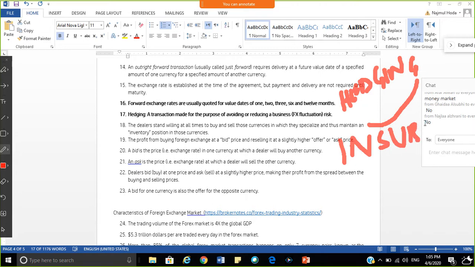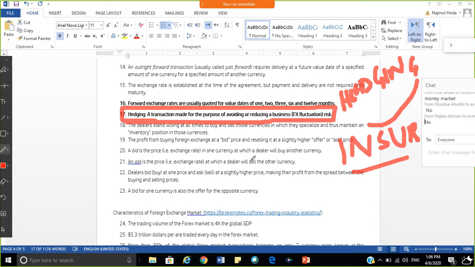Hedging is a type of insurance. Can anyone make some guess about hedging? We are talking about hedging in the foreign exchange market, and I am giving you a hint that it is a type of insurance. The point is also written here, so you can read: a transaction made for the purpose of avoiding or reducing a business foreign exchange fluctuation risk.